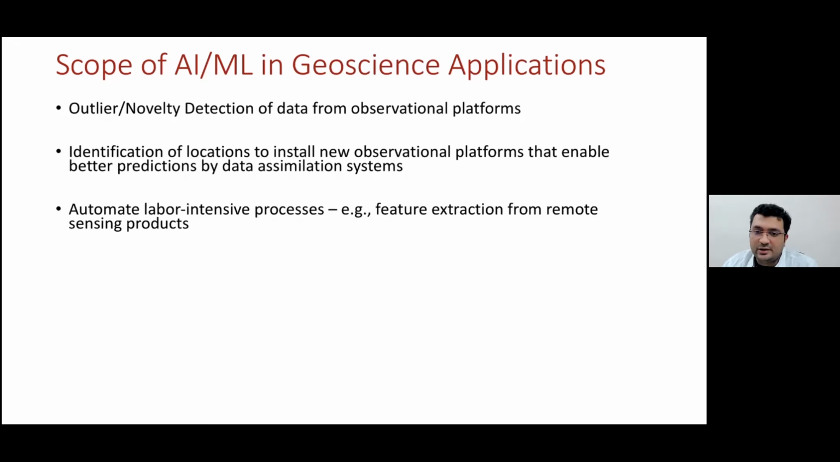And the most important thing where I think AI ML techniques can work today is to automate labor intensive processes. Today I'm going to talk to you about our research, which does exactly that. To automate labor intensive processes, for example, extracting features from remote sensing products so that our physics models can work from that. Remote sensing data gives you sparse information, but you can extract features from that and feed that into PDE solvers.